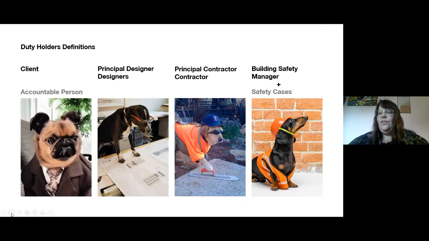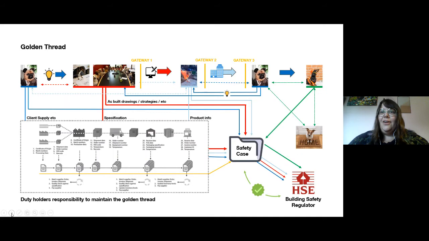So if we just move on to the next slide. So this is a very simplified diagram of constructing a building and how all of this feeds back in. If I start at the top left hand corner, we have our client, the accountable person, who has an idea, who passes this on to, usually, the principal designer that he'll need to appoint, including the rest of the design team. A series of information will be produced, and at that point they're going to hit gateway one and they're going to need to submit some information to pass that first gateway. So that would be a planning, you would gain planning approval.